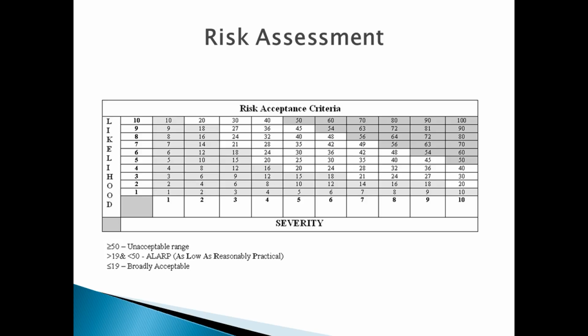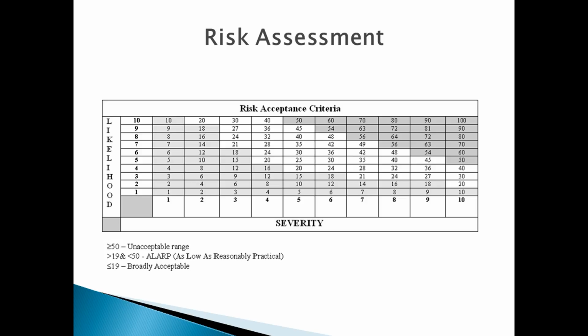So what we do is we can look at the function of a device, and we can look at what is the severity if it doesn't provide that function, and what's the likelihood of it occurring. And we multiply those two together in order to come up with a risk acceptance number. And the goal is to be less than 19.